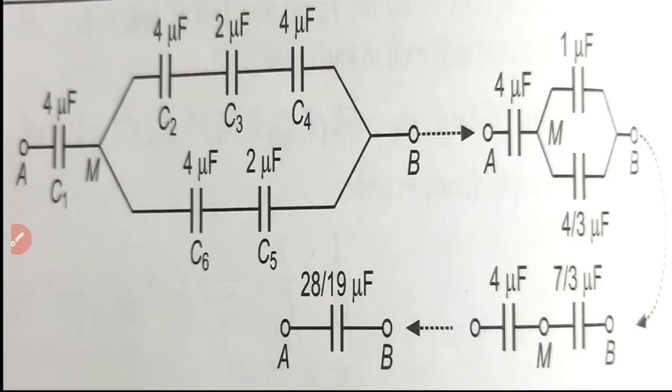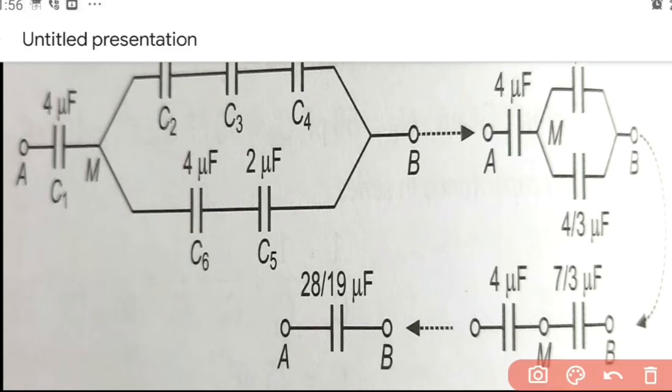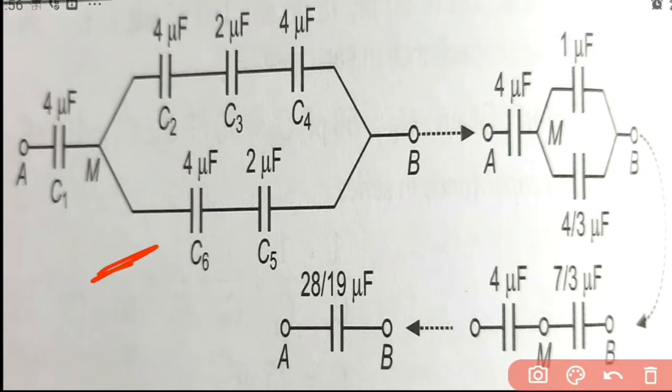When we draw the reduced diagram, it looks like this diagram. There are many diagrams here, but they are reduced ones. First the question reduces to this. As I said, C2, C3, C4 are in series and C5 and C6 are also in series, and both the series combinations are in parallel.